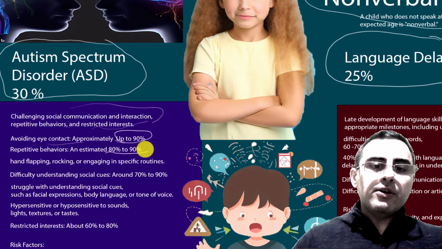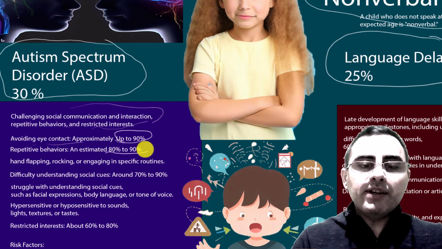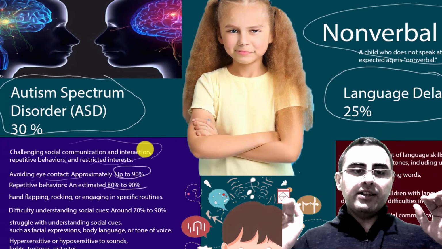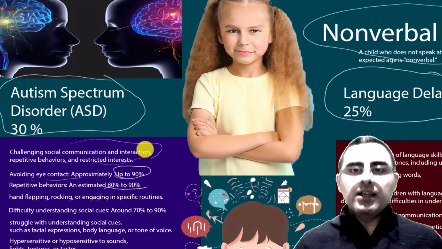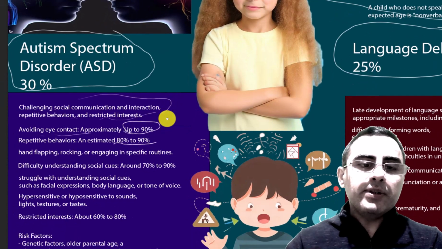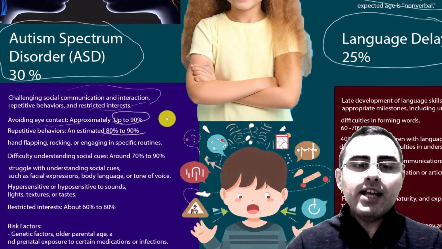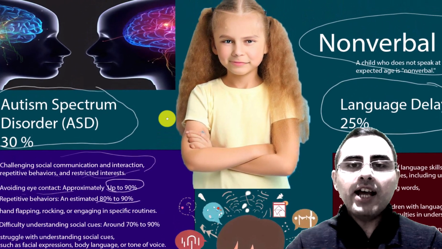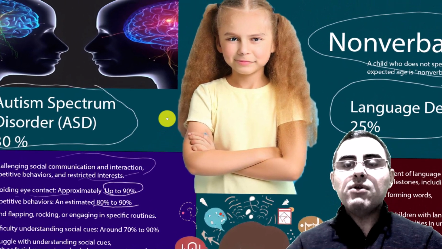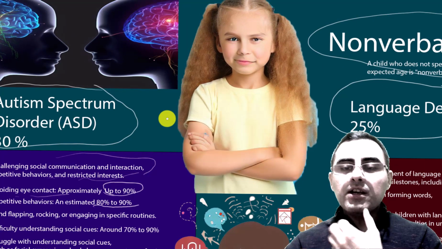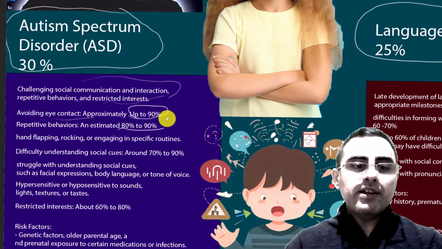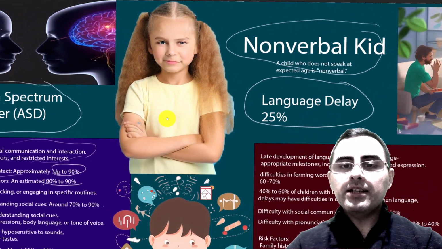Hand flapping, rocking, or engaging in specific routines are very common. Hand flapping is like this when they are doing like this. Rocking is, for example, like this. Rocking movements or other specific routines they have. Difficulty understanding social cues is also in almost 90% of cases. It means they can't understand your emotions from your facial expressions or your voice tonality. They can't understand. And they have restricted interest in many cases.